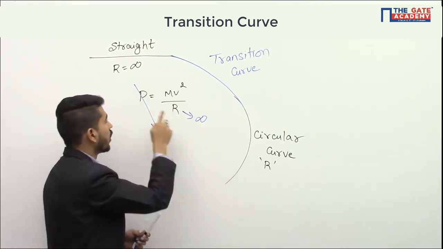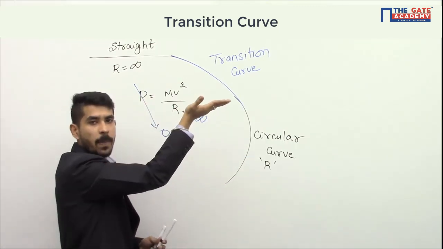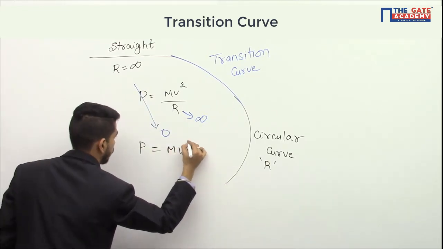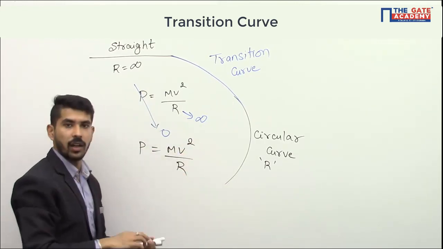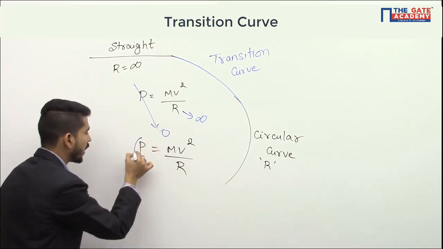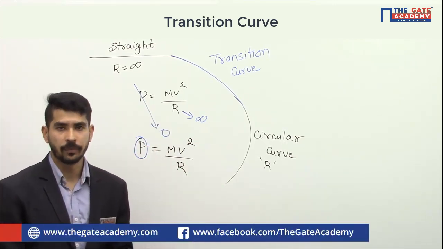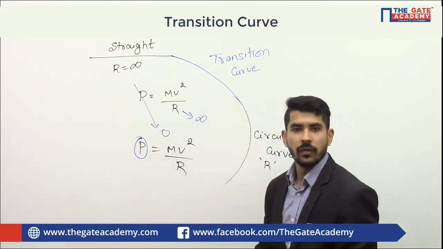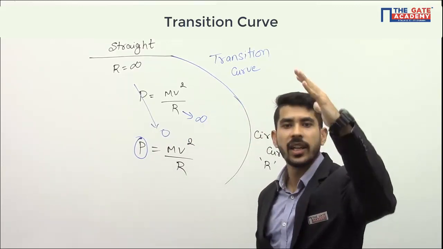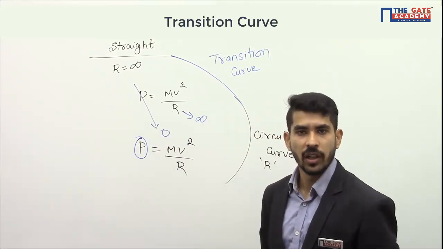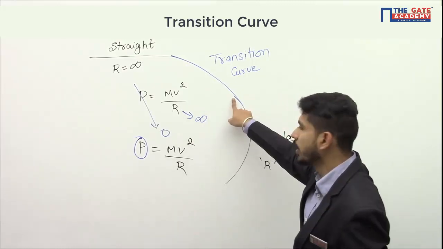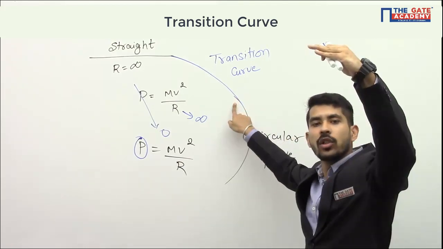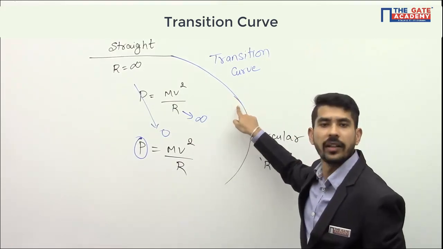When it is decreasing, this numerator value will increase, right? And what we are doing is, now the radius is r. So we are gradually increasing this particular force P, right? One thing is that with the help of the transition curve, we are slowly increasing the effect of centrifugal force. And by the time we reach the starting of the circular curve, we make sure that the full value of centrifugal force is attained over here.